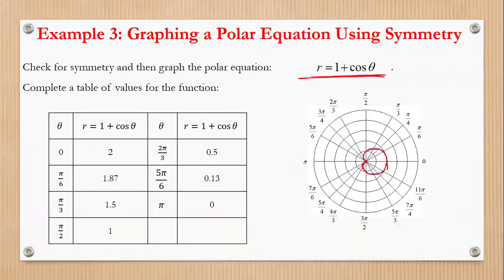In this example, a is 1, and b is also 1. And the ratio of a over b is 1 over 1, which is exactly equal to 1. And if the ratio is equal to 1, I expect to get a heart shape. And since the equation is cosine, the heart must be along the x-axis. But if it was sine, I expected to get a heart along the y-axis.